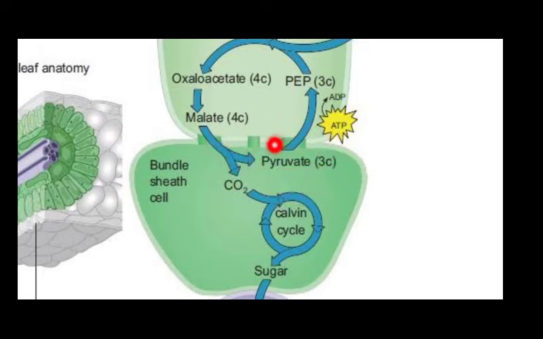Malate, on releasing carbon dioxide, gets converted into a component called pyruvic acid, or pyruvate. Now this pyruvate will be converted into phosphoenolpyruvate, and at that time an ATP will be utilized in this particular process.